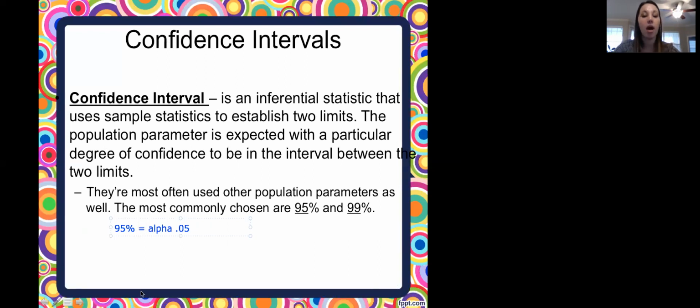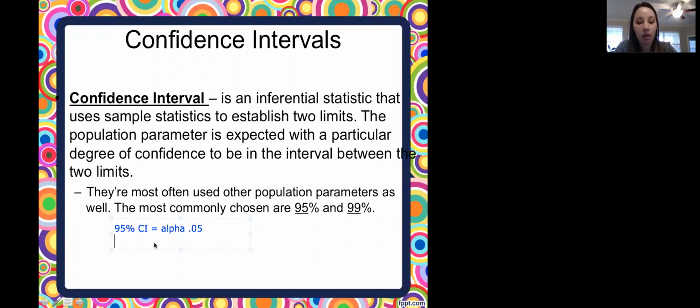So when we're talking about having a 95% confidence interval, that means we have chosen an alpha level of 0.05. So say in your project that you have chosen an alpha level of 0.05, that means at the step where I'm asking you to calculate your confidence interval, you're going to say that you're calculating a 95% confidence interval because these 2 things are associated with one another. When you have an alpha level of 0.05, you're calculating a 95% confidence interval.